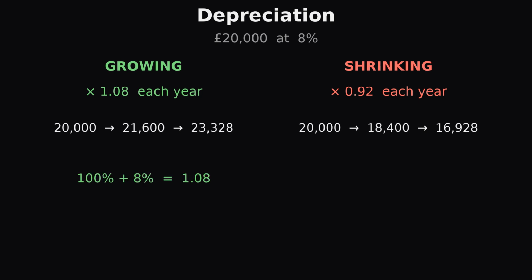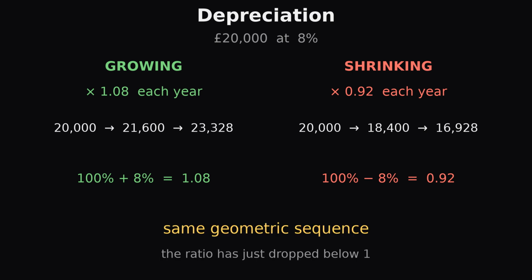8% growth is 100% of what you had, plus 8. That's 1.08. 8% depreciation is 100% minus 8. That's 0.92. Same geometric sequence. The ratio has just dropped below 1.